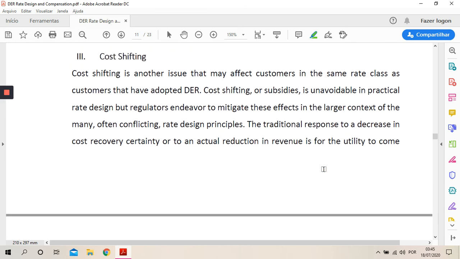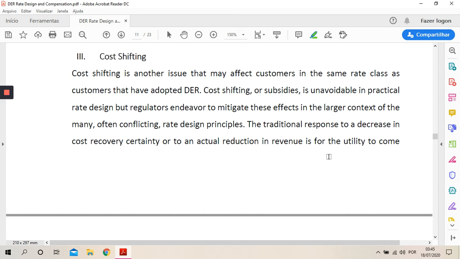Now let's see cost shifting. The cost will shift to what or whom? Let's see. Cost shifting is another issue that may affect customers in the same rate class as customers that have adopted the ER. Cost shifting or subsidies is unavoidable in practical rate design, but regulators endeavor to mitigate these effects in the large context of the many, often conflicting rate design principles.